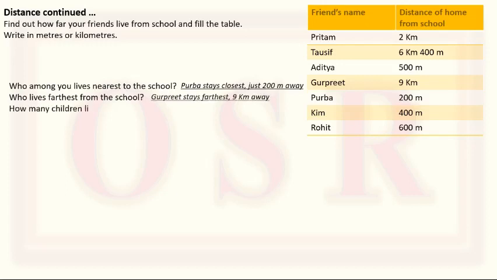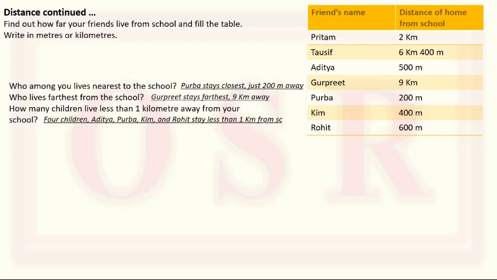How many children live less than 1 kilometer away from your school? Okay, so in this sample table, it is 4 children, Aditya, Purva, Kim and Rohit, who stay less than 1 kilometer from school. Is there anyone who lives more than 5 kilometers away from the school?